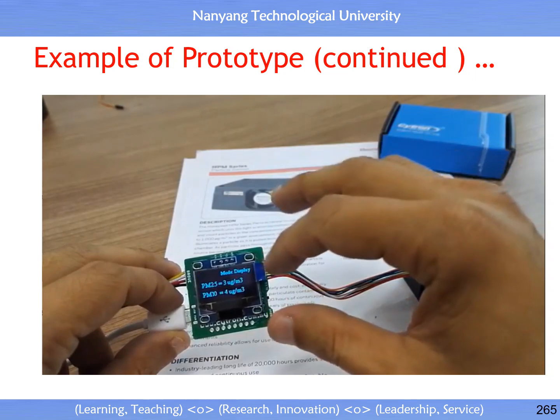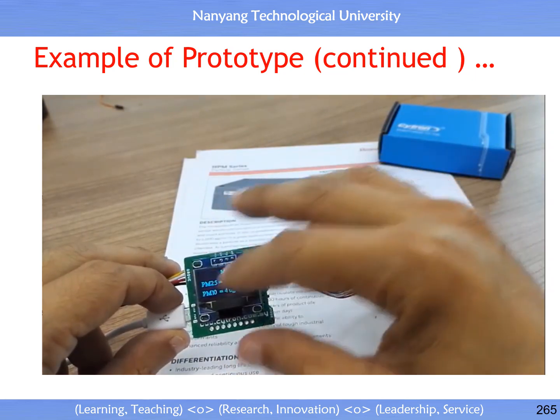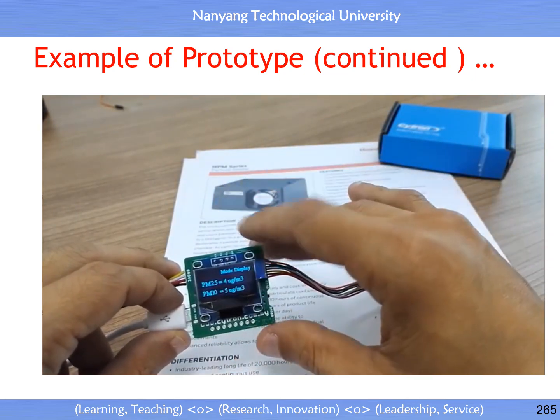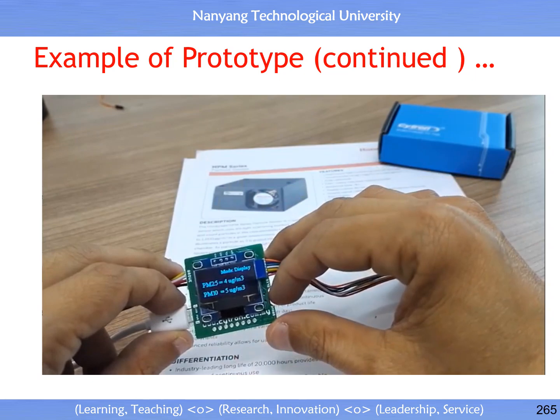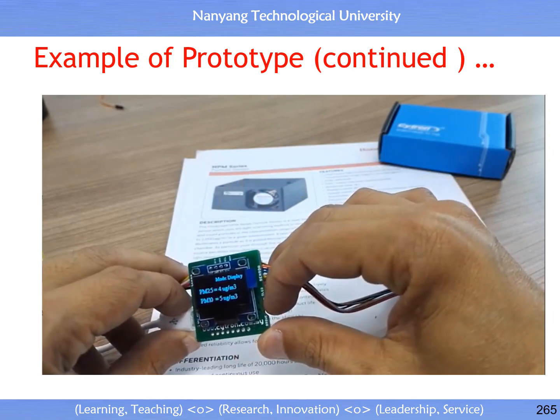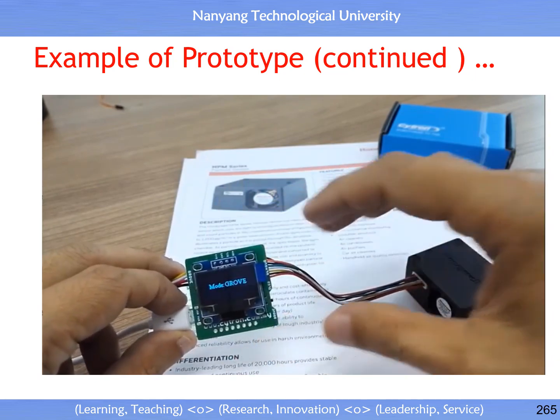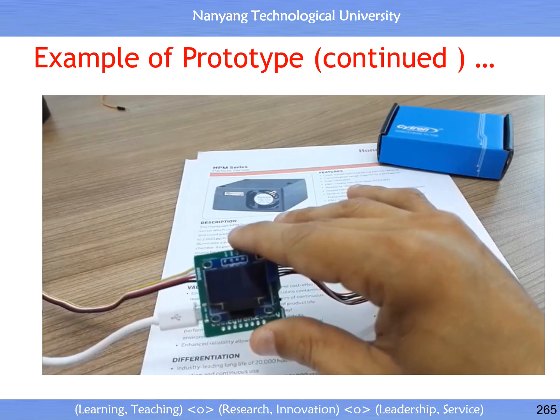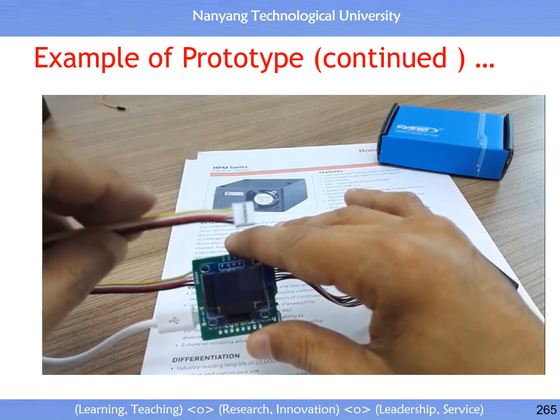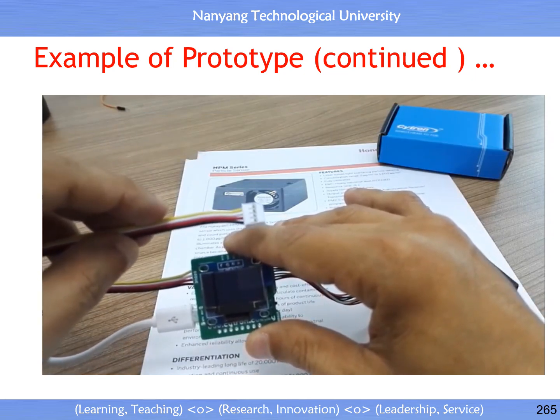If you are good with the display and you don't want to use it, you can turn this slide switch over here to Grove mode, then you bypass this OLED and the signal will go through your Grove connector.